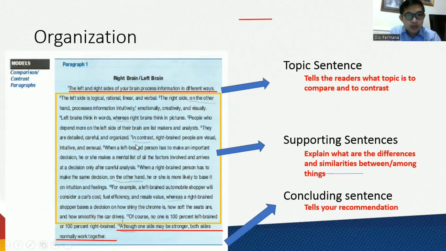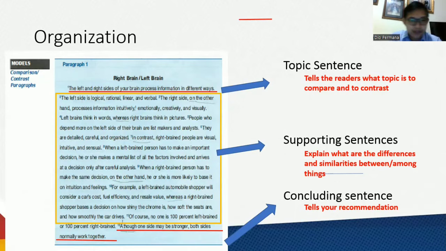So here we can find the word "in contrast." It means to give the difference, to give an explanation about the difference. And then we have the concluding sentence. The concluding sentence comes in the last sentence of the paragraph.